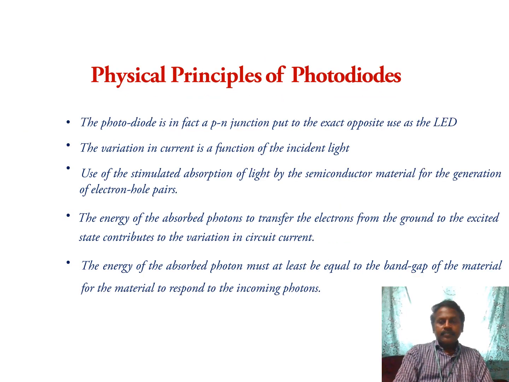So the principles of photodiode. The photodiode is in fact a PN junction put to the exact opposite use of the LED. The variation in current is a function of the incident light. It uses the stimulated absorption of light by semiconductor material for the generation of electron hole pairs. The energy of the absorbed photon transfers the electron from the ground to the excited state and contributes to the variation in circuit current. The energy of the absorbed photon must at least be equal to the bandgap of the material for the material to respond to the incoming photon.